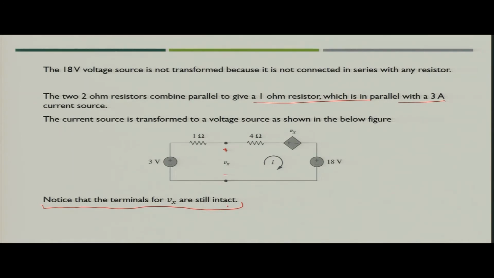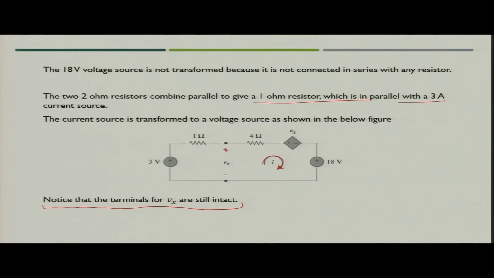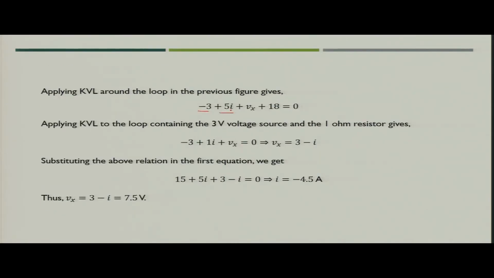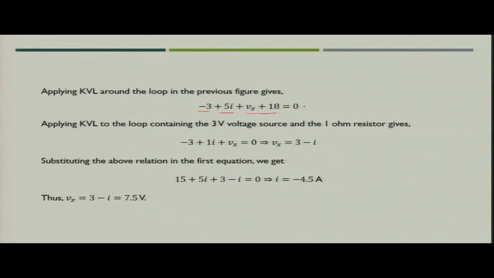So, we are okay with the transformation. Now, what you have to do? You have to use mesh analysis, and you apply Kirchhoff voltage law across the bigger loop. What you will get? You will get minus 3 plus 4 ohm plus 1 ohm, which is 5 ohm, into current I, then voltage Vx and 18 volts. So, you get this equation.